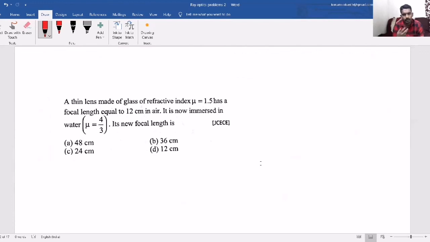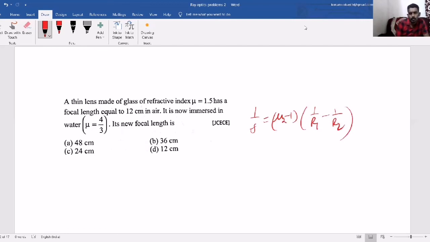A thin lens made of glass of refractive index mu equal to 1.5 has a focal length equal to 12 centimeter in air. It is now immersed in water. Its new focal length is? So a thin lens made of glass of refractive index 1.5 has a focal length, so in air they are talking first. So 1 by f equal to mu minus 1 by R1 minus 1 by R2.